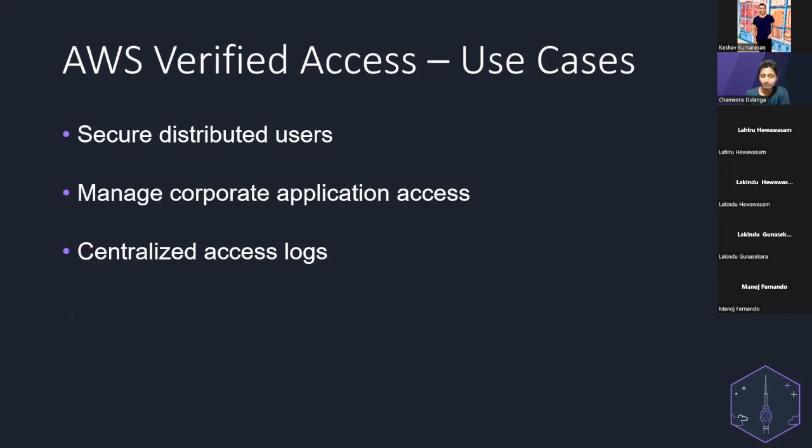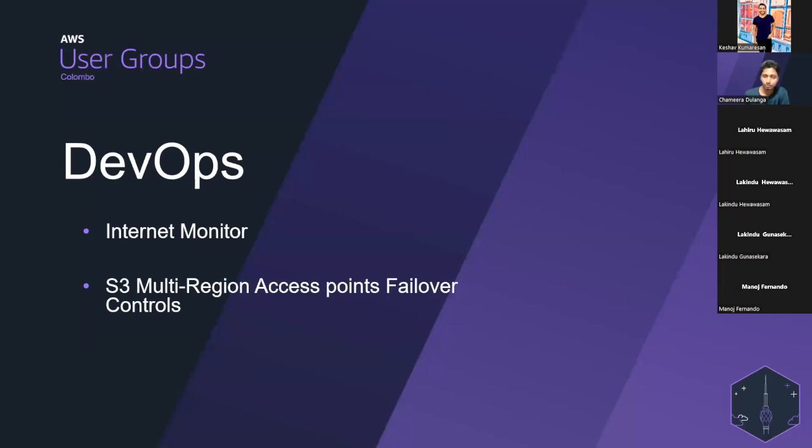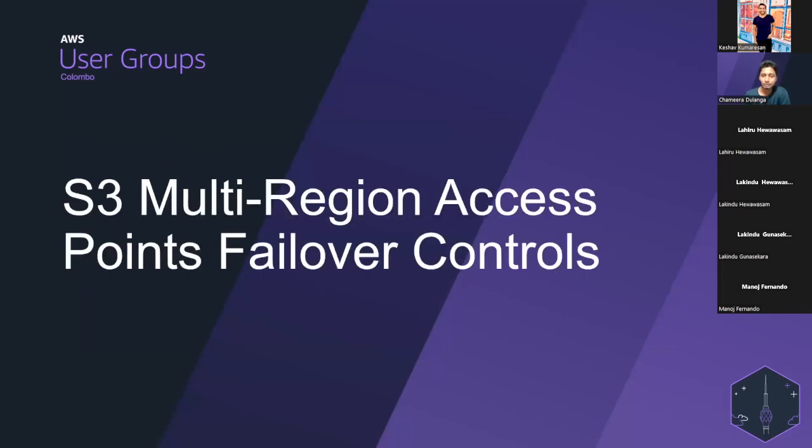So next I will move on to the DevOps side. So Internet Monitor and this S3 multi-region access point failover controls are the two latest additions to the DevOps side. And first I will talk about this multi-region access failover controls.